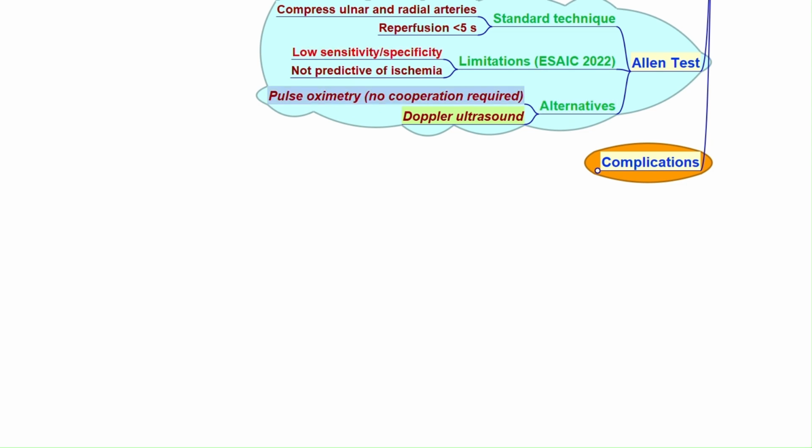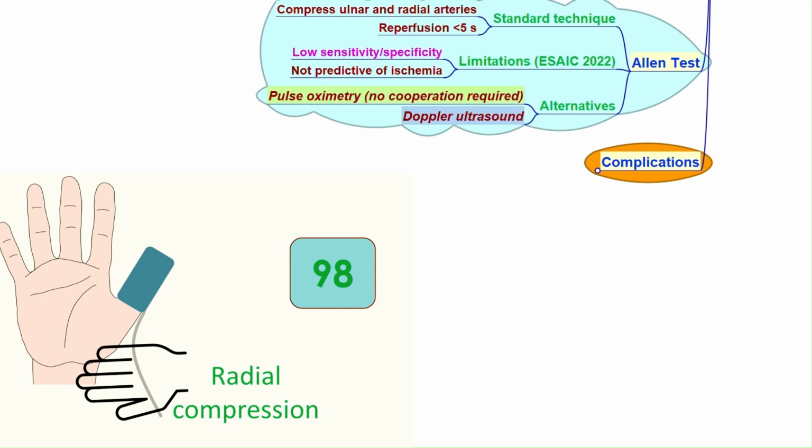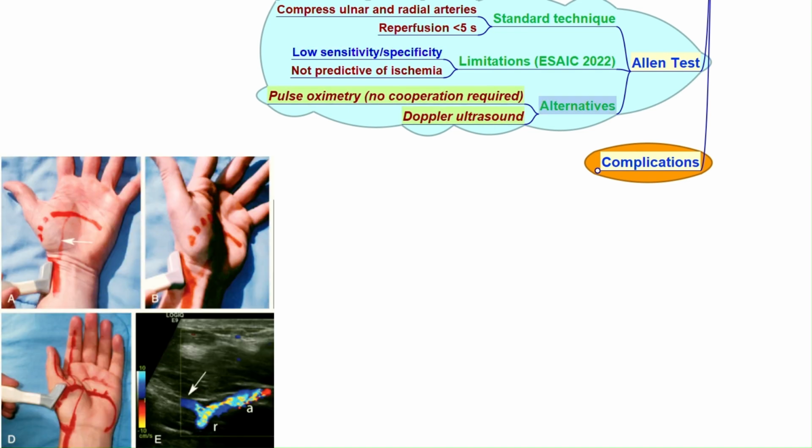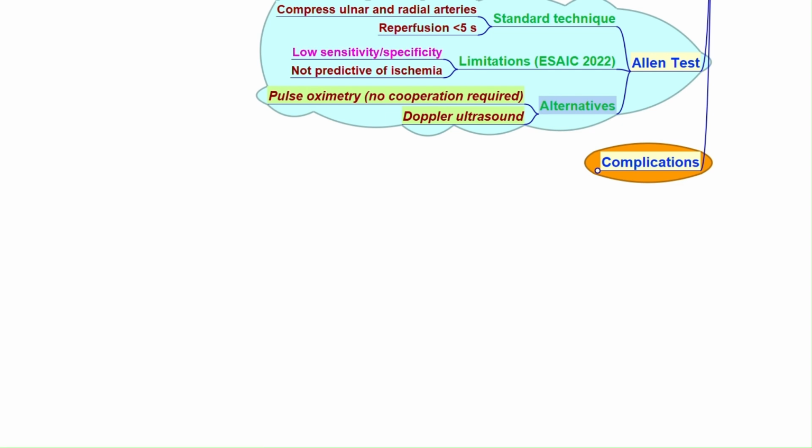The first is the modified pulse oximetry test. A sensor is placed on the thumb while compressing the radial artery. If the signal remains stable, ulnar perfusion is adequate. Doppler ultrasound is considered the gold standard because it directly visualizes blood flow and can reveal anatomical abnormalities. According to the new 2024 protocols, Allen's test should be abandoned. The recommended sequence is to start with modified pulse oximetry and confirm with Doppler if needed.